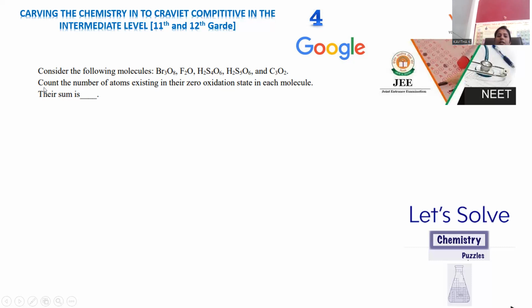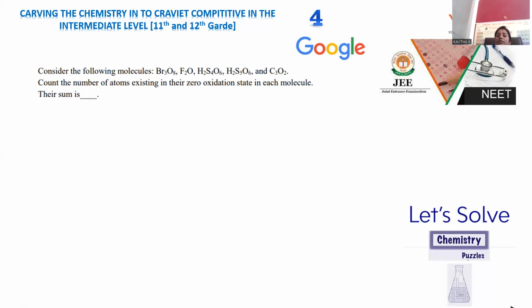The question is to count the number of atoms existing in their zero oxidation state in each molecule. How many of these molecules have zero oxidation state, and in that molecule, how many atoms require zero oxidation state? We have to count. So what does oxidation number denote? Whatever charge, positive or negative, is acquired by the individual atoms in the given molecule is said to be its oxidation number.